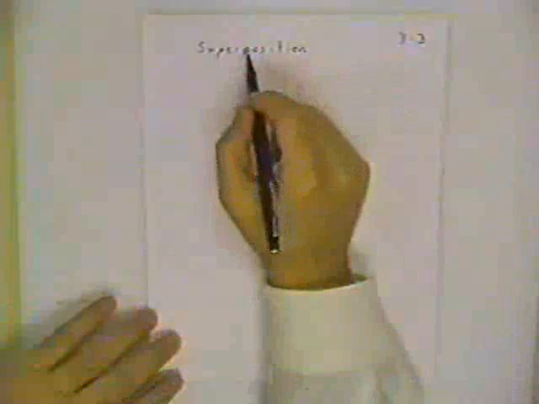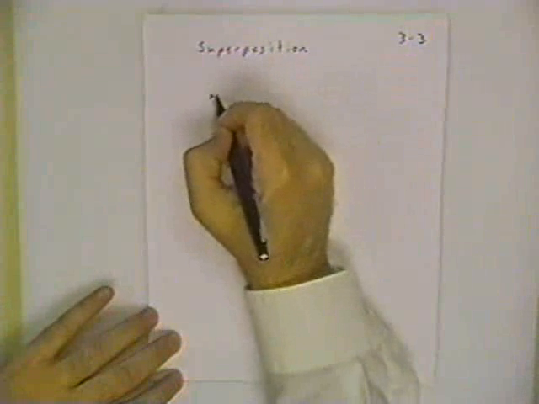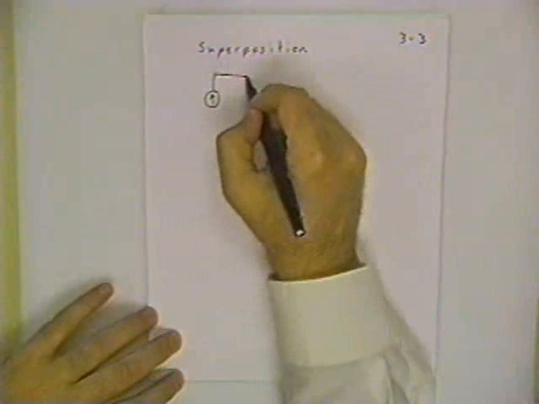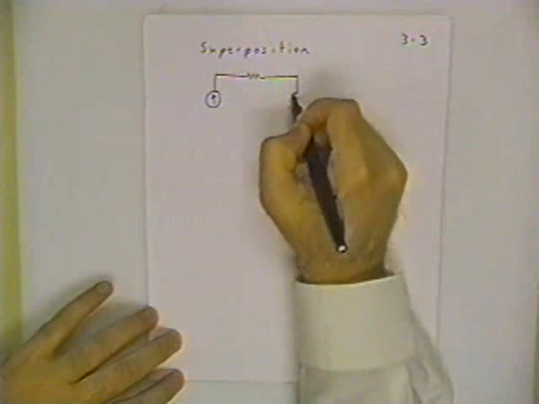Well, that has application in circuit theory. The superposition principle says that the current in a particular element can be calculated by isolating the effects of each of the sources in the problem taken separately.